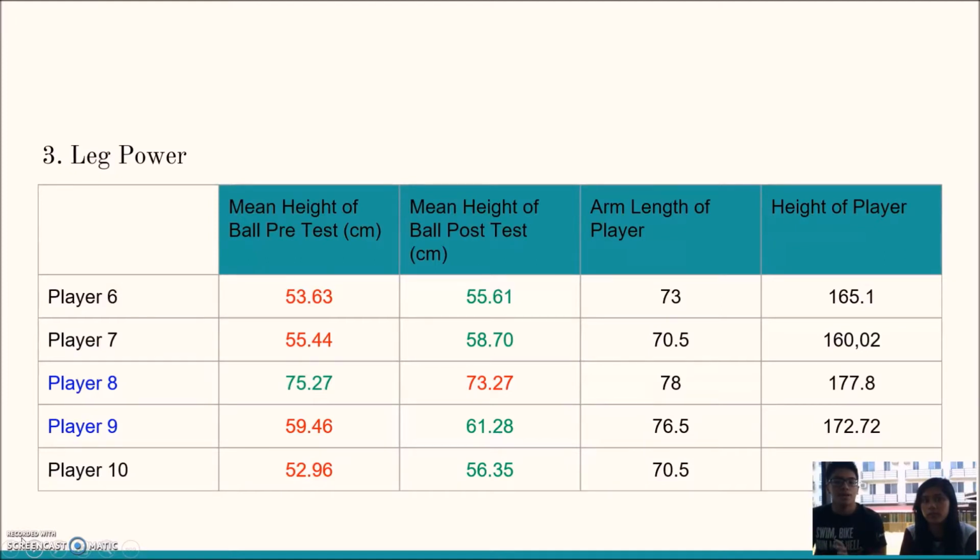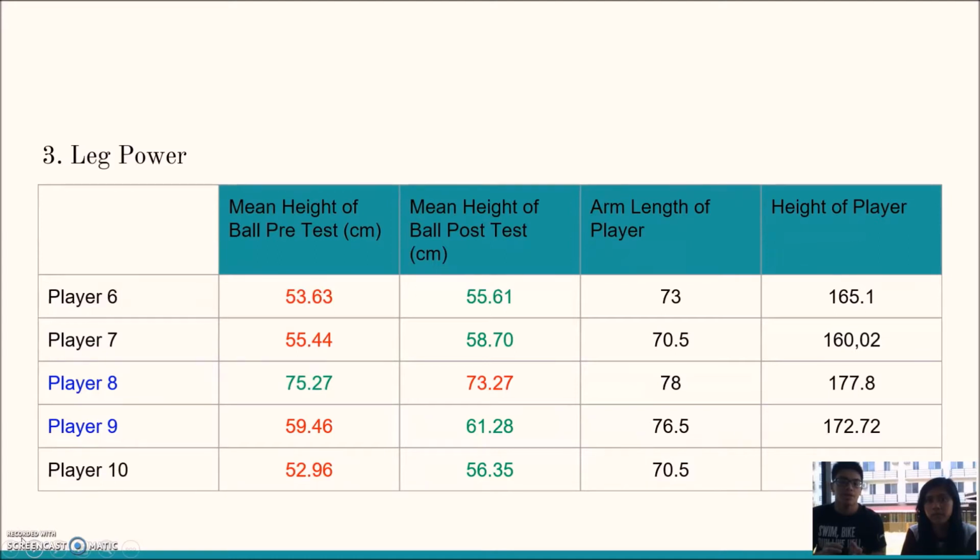So most of the post test results were greater than that of the pre-test, except player 8. And player 8 was actually the tallest and released the ball at the highest height. In terms of improvement, however, player 7 had the best result if you compare his improvement in relation to his arm length and height.